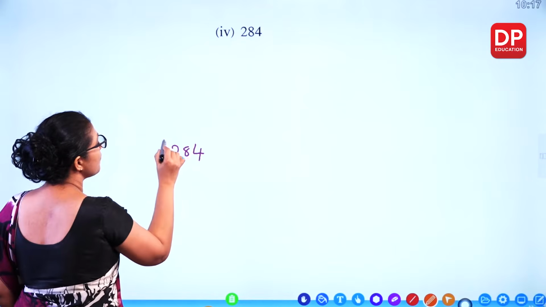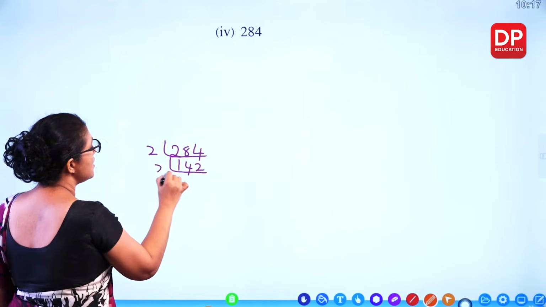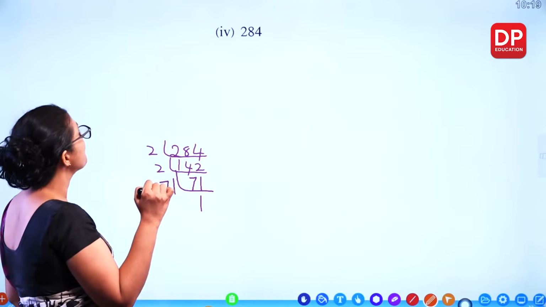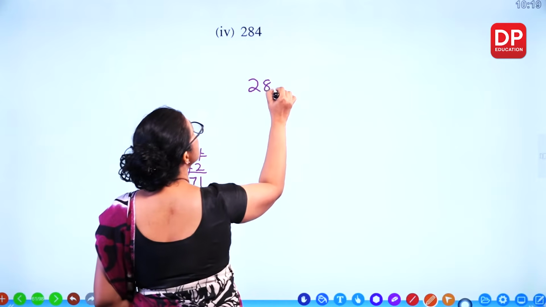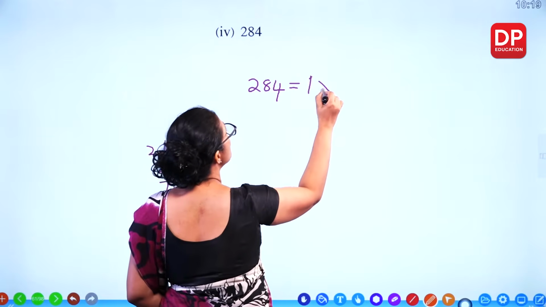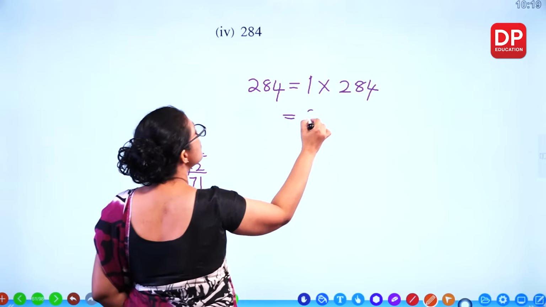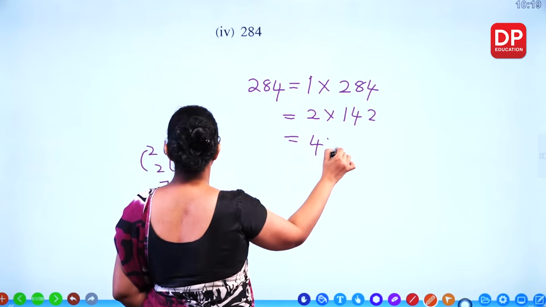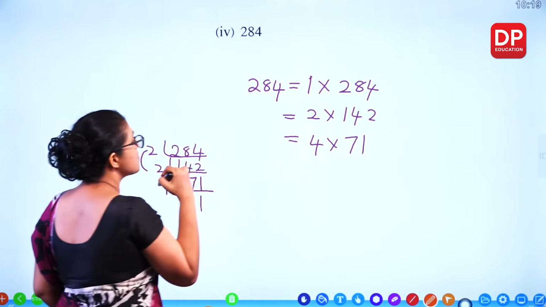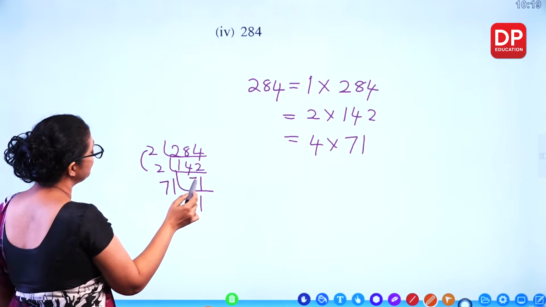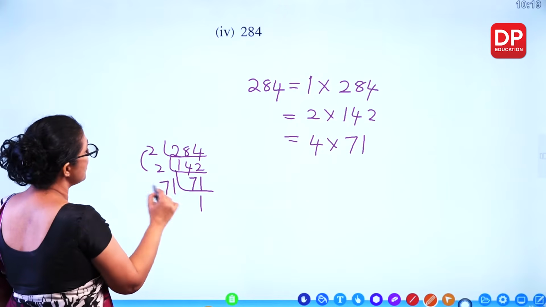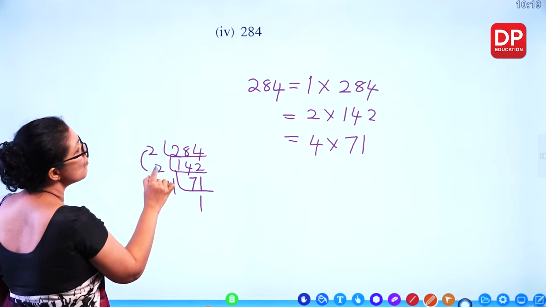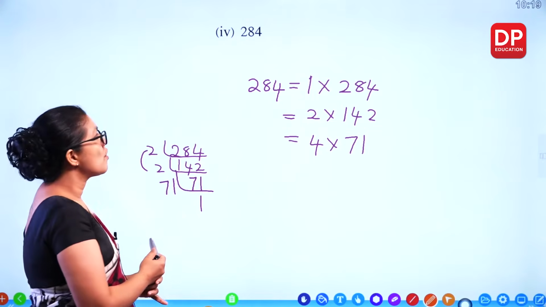284 can divide by 2. Again, so 2 times 71. So 71 is a prime number, so you can divide by 71, that's 1. So what are the factors of 284? 1 times 284. Then 2 times 142. Then 4 times 71. And here, what else? When you multiply these two, you get 142, and here 142. So that's all. Those are the factors of 284.